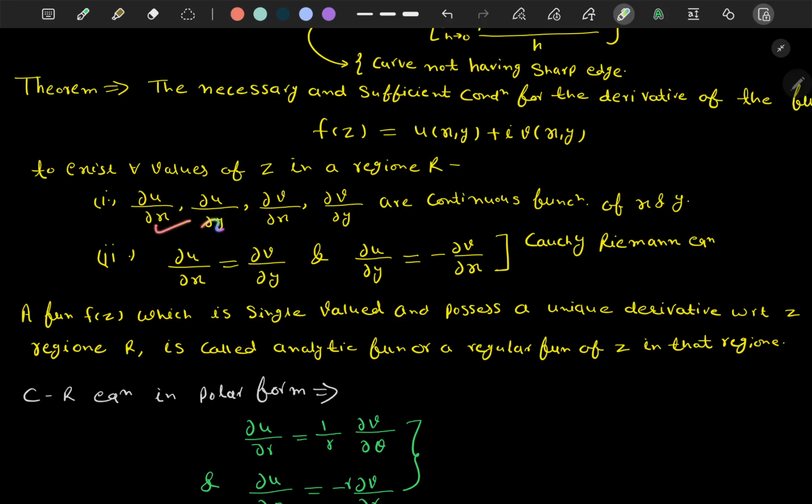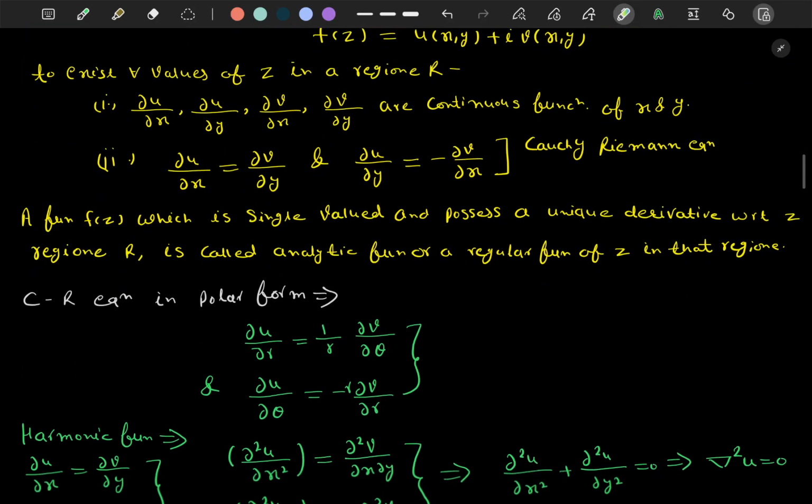The first partial derivatives del u by del x, del u by del y, of the real and imaginary parts should be continuous, okay. And this condition must be true: del u by del x equal to del v by del y and del u by del y equal to minus del v by del x. If these two conditions are satisfied, then the function will be differentiable in the range.